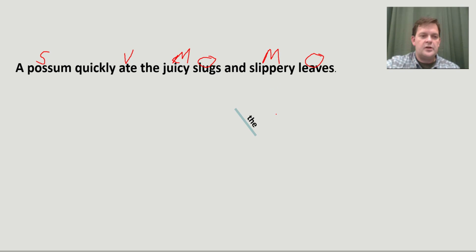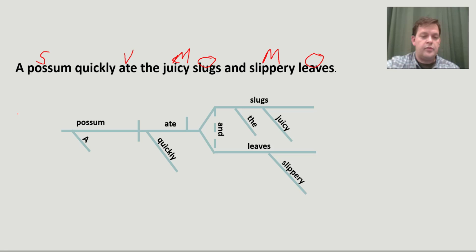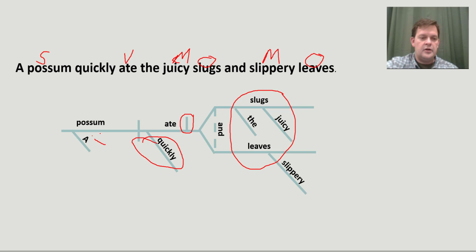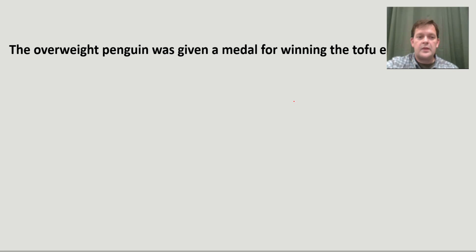And so your diagram then becomes fairly straightforward. You have possum, your subject, ate is your verb. This line indicating that you have a direct object, and your direct object is double here, slugs and leaves, and all of the modifiers. Quickly, of course, is telling how it ate, so quickly serves its purpose here as an adverb, and a as an adjective. And so that's that sentence. Fairly straightforward once you think about it. So look at another one.